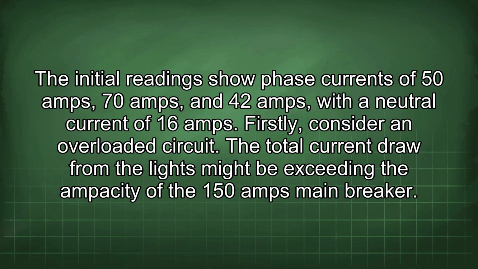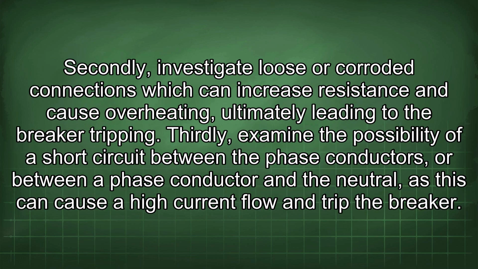The total current draw from the lights might be exceeding the ampacity of the 150 amps main breaker. Secondly, investigate loose or corroded connections which can increase resistance and cause overheating, ultimately leading to the breaker tripping. Thirdly, examine the possibility of a short circuit between the phase conductors, or between a phase conductor and the neutral, as this can cause a high current flow and trip the breaker.